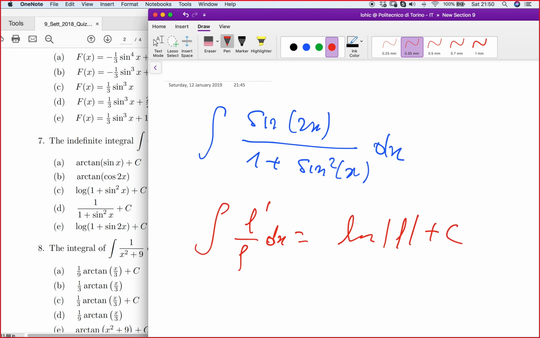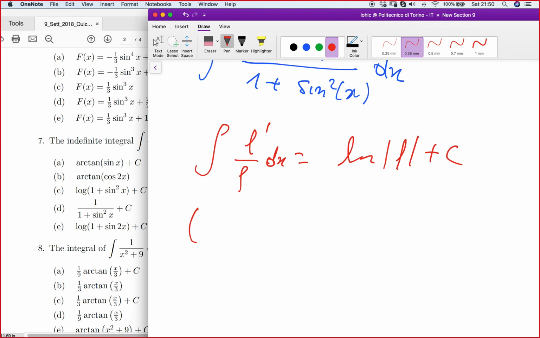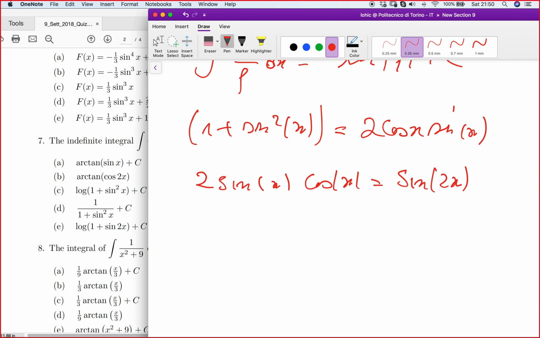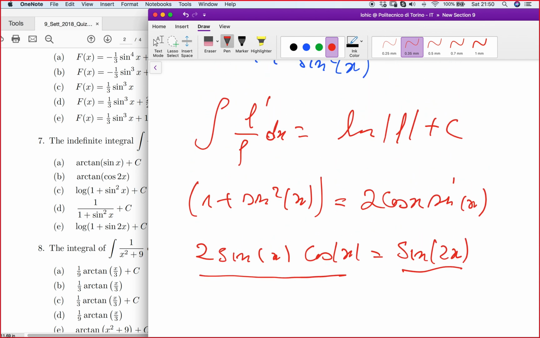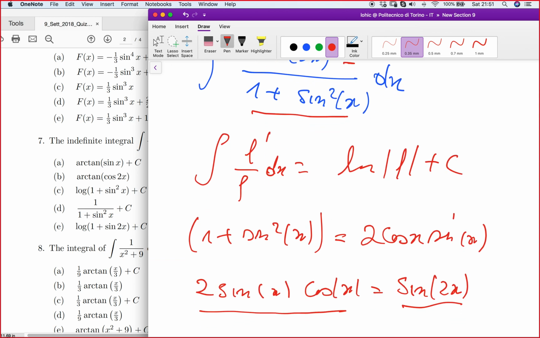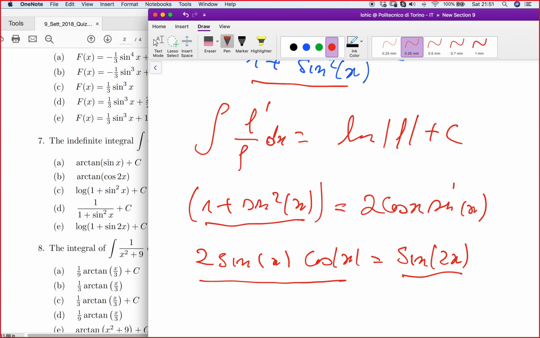Another fundamental formula to remind is this. Let me first write the derivative of 1 plus sine square. The derivative of this function is nothing else than 2 times the cos of x times the sine of x. You know that 2 sine of x cosine of x is the sine of 2x. That means the derivative of the denominator is actually the numerator. The derivative of this denominator gave us sine of 2x.